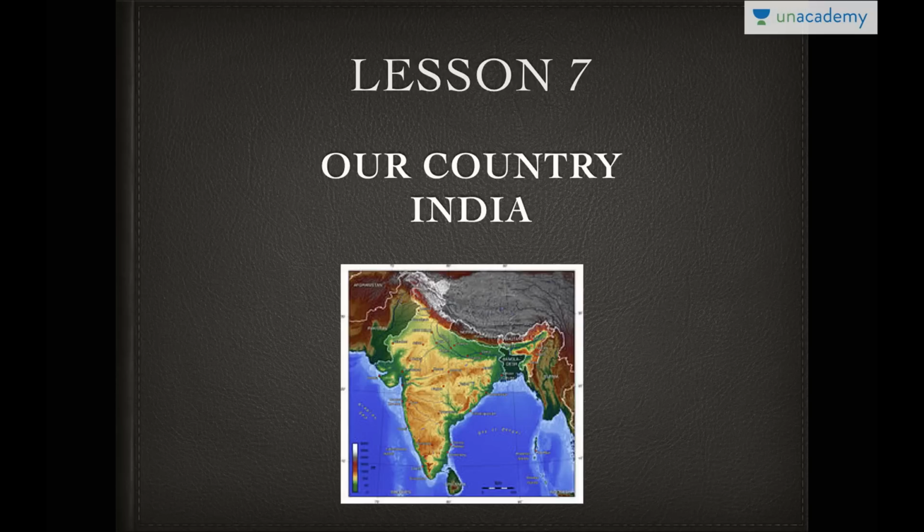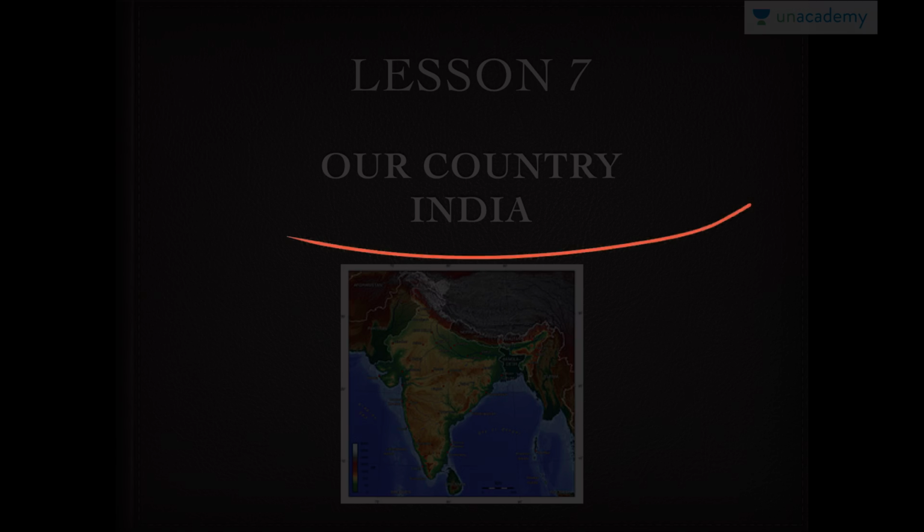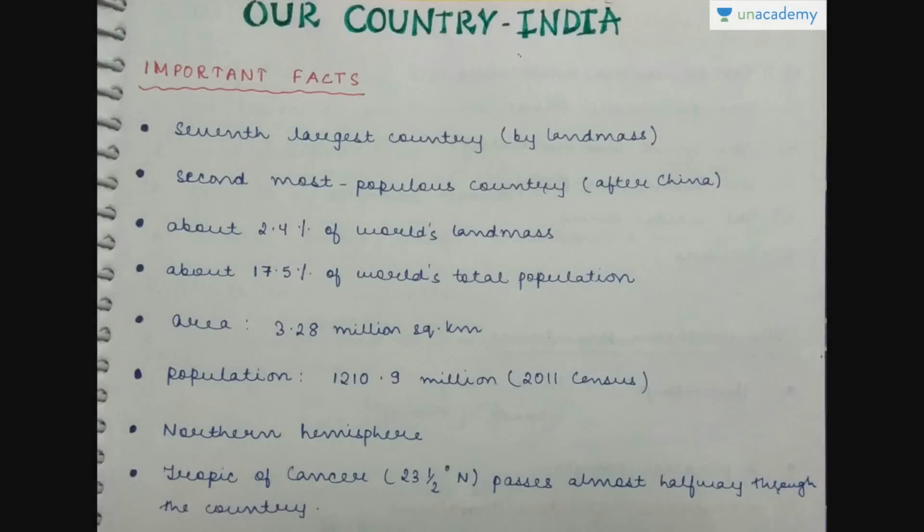The lesson is about our country, India. These are some of the important facts we will discuss about India, and then we will proceed to the other things. India is the 7th largest country by land mass; the criteria is land mass. Please name the first 6 largest countries in the comment section below.